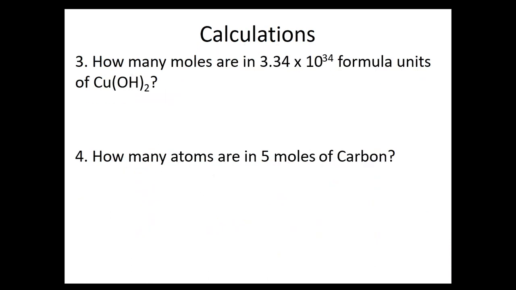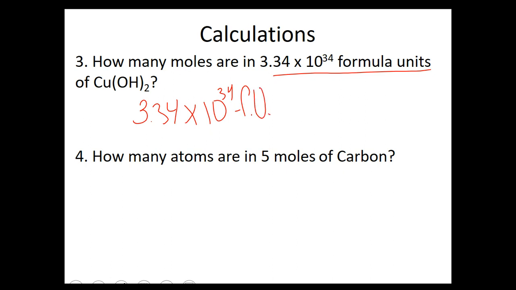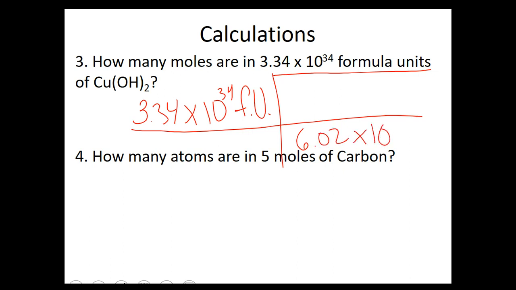Okay? All right, let's try 2 more. Here we have moles. We're trying to find moles in this many formula units. So formula units is that magic word to go with the magic number. So I'm going to start with my given, 3.34 times 10 to the 34th, and I'm just going to abbreviate it that way. I know that that looks inappropriate, but it's formula units, guys. Come on. Okay, so that magic number of 6.02 goes with formula units times 10 to the 23rd formula units.